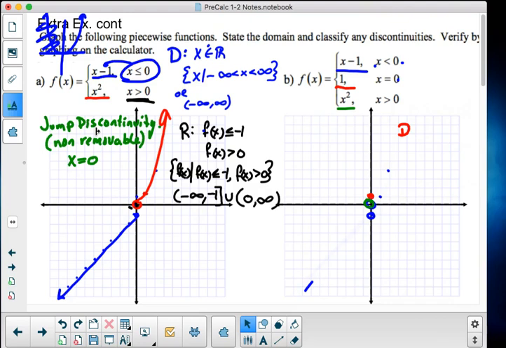Okay, are you okay with what I did there? You okay with domain? You okay with range? Are there any questions, follow-ups? It is now your turn. Y'all try B. I kind of give you some hints on the graph, so y'all try B.